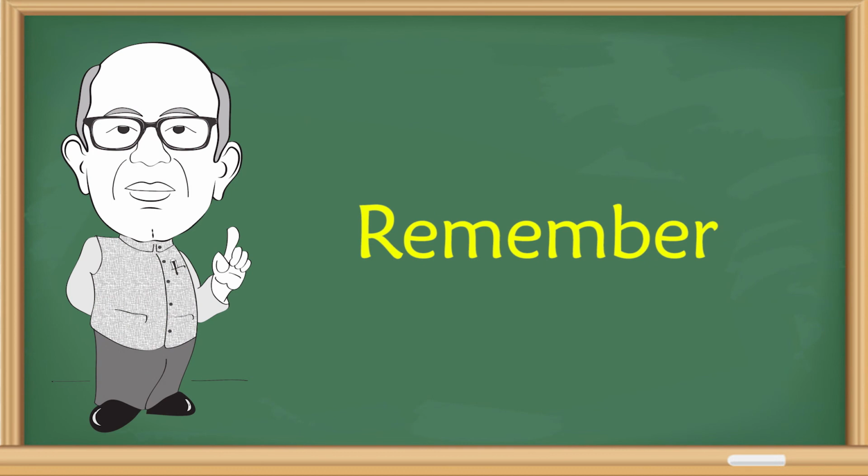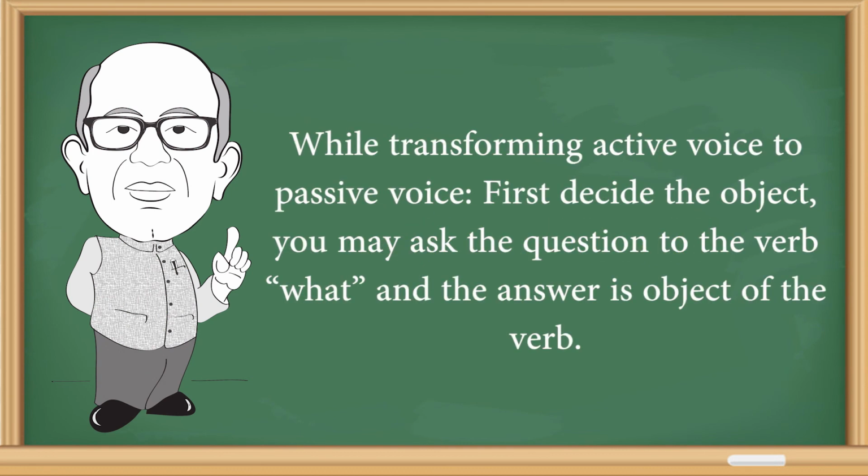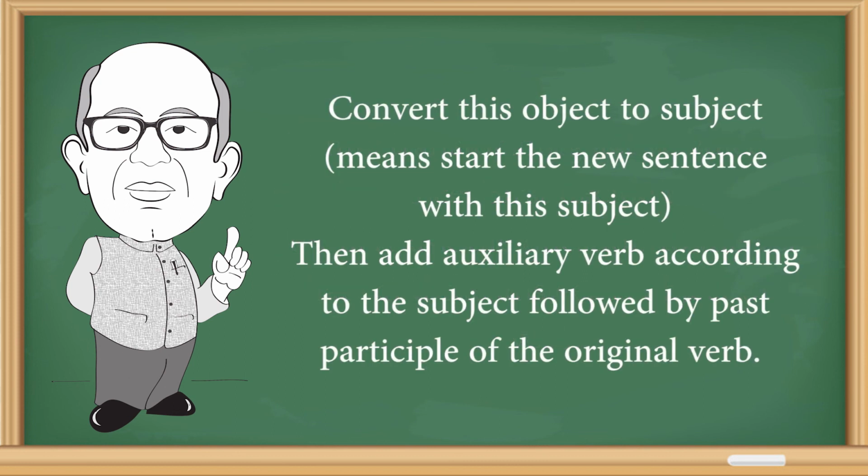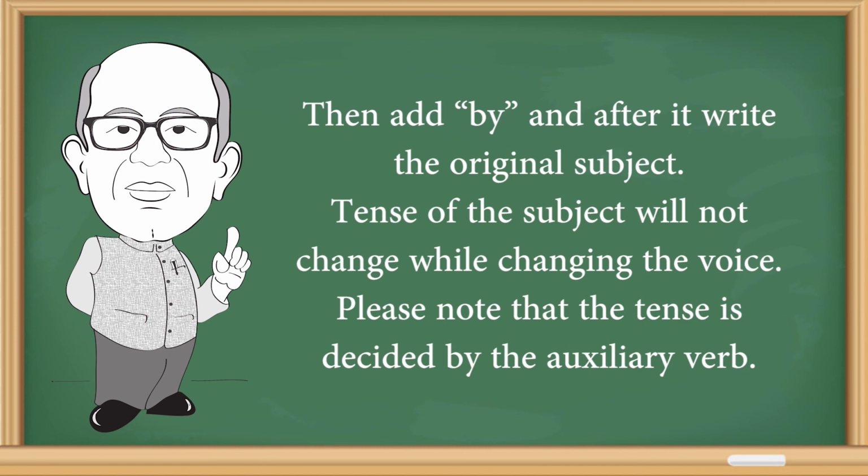Now let me summarize. While transferring active voice to passive voice, first decide the object. You may ask the question what to the verb, and the answer is the object of the verb. Convert this object to the subject, meaning start the new sentence with it. Then add the auxiliary verb according to the subject, followed by the past participle of the original verb. Then add by, and after it write the original subject. The tense will not change while changing the voice. Please note that the tense is decided by the auxiliary verb.